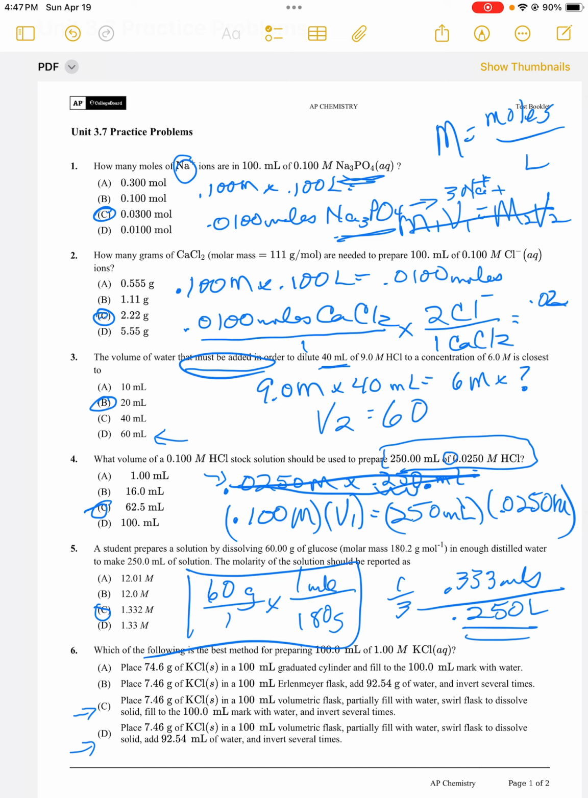Let's look now at D. Place 7.46 grams of KCl in a 100 milliliter volumetric flask, partially filled with water. Swirl flask to dissolve. And then it tells you to add a specific amount. The reason you use a volumetric flask is because they have those marks on them, and you want to fill to the mark. There you go.